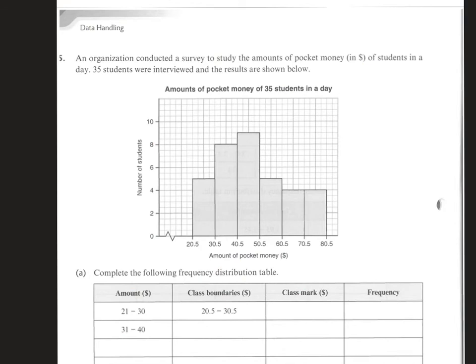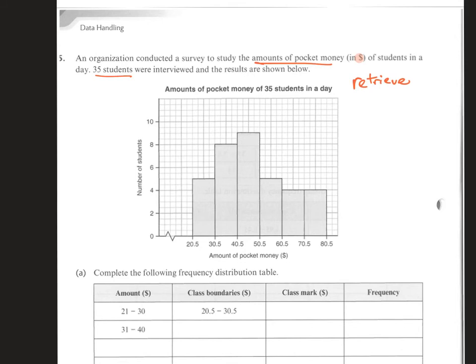Lastly, we'll take a look at question 5, to see how we can retrieve the data from a histogram. Okay, so here comes a question about amounts of pocket money. I would like to underline the $ sign because it's important in the question. And now there are totally 35 students being interviewed. Okay, let's take a look.